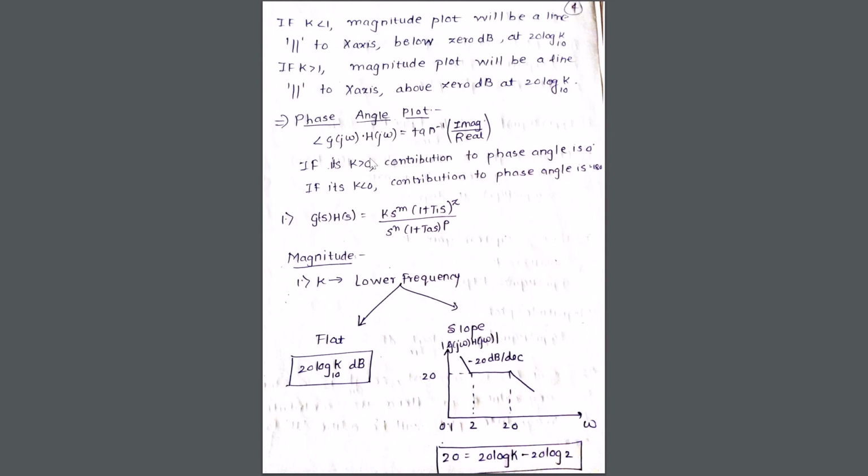Don't worry now, just make a note of all these rules. When we solve the numerical, you will be better able to understand it. Now, let us see one transfer function given as K into s raised to m upon s raised to n into (1 + T1 s) raised to z upon (1 + Ta s) raised to p. So, if I talk about the magnitude plot, it is given as 20 log of K to the base 10 dB. However, if you find that in the given plot, before the flat line, there is a slope of minus 20 dB. I hope I am able to make you understand.